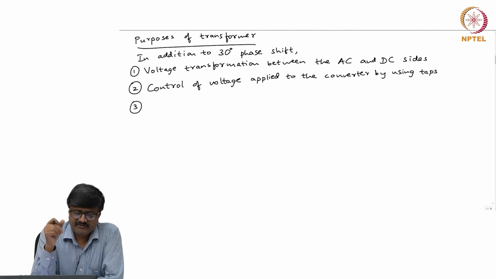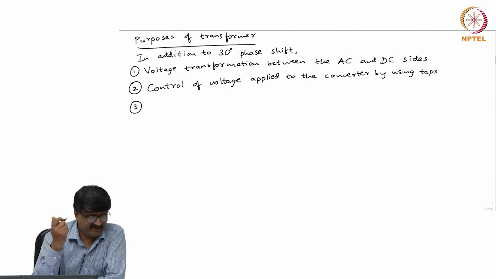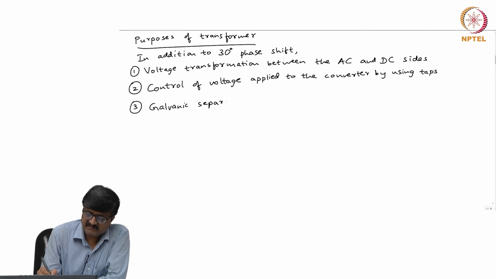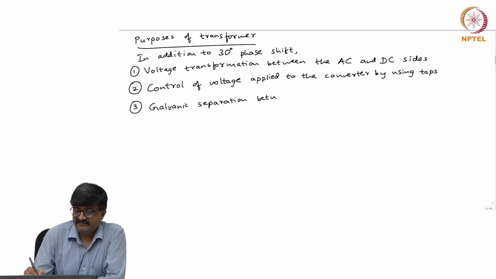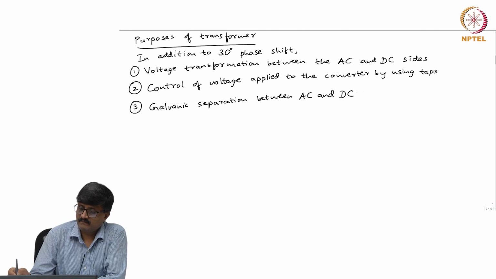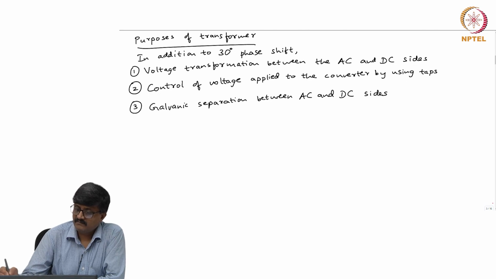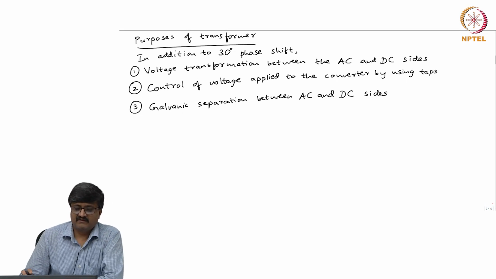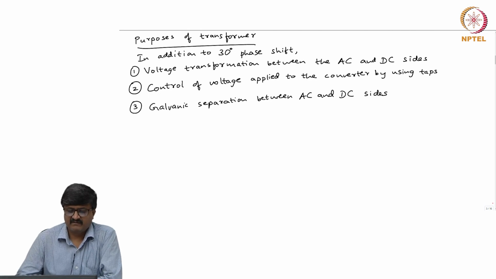Then transformer used in this case also serves the purpose of isolation or galvanic separation. Galvanic separation between AC and DC sides. So, these are the purposes of the transformer that is used in a 12 pulse converter.